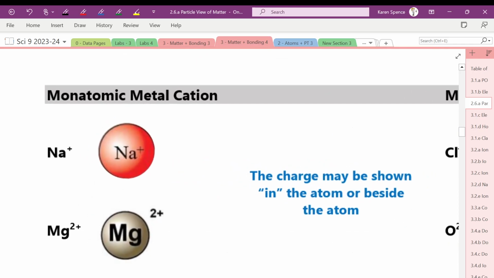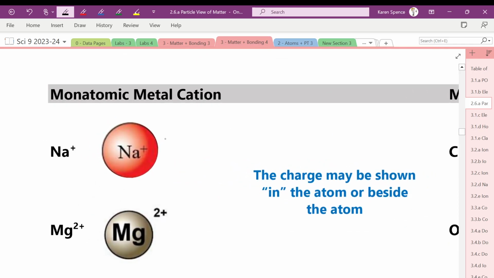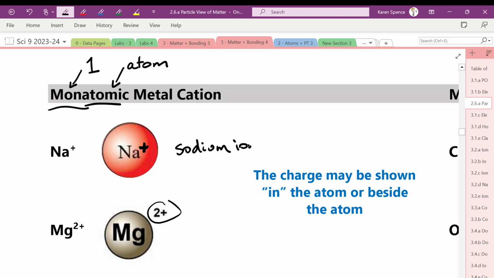Here we have a monatomic metal cation. Monatomic cation, one atom. Mono, one. Atom, atom. You can either show the charge inside the atom, or you can show it outside the atom, just beside it. What's the name of those ions? Na is called sodium, not sodide, sodium ion, and magnesium is called magnesium. Shocking.